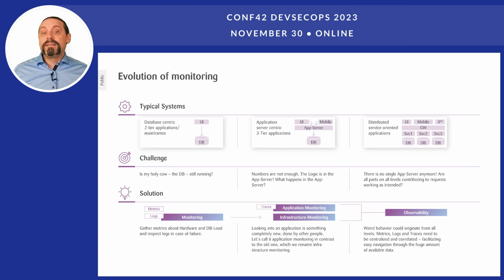And then nowadays we have distributed service-oriented applications where you have UI, mobile, third-party APIs, and so on. Usually you have an application gateway, then you have different services or even microservices, and behind that you have databases. And this poses quite a challenge, because here you can have some weird behaviors in such a distributed system. And here we are talking about observability. Here we also usually use AIOps to make sense of the massive amount of data that we are getting out of that.